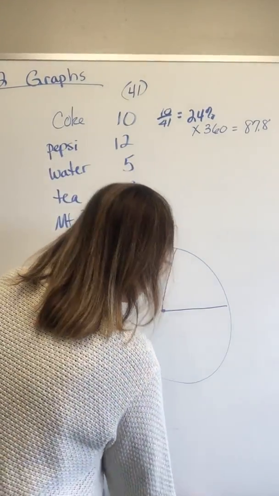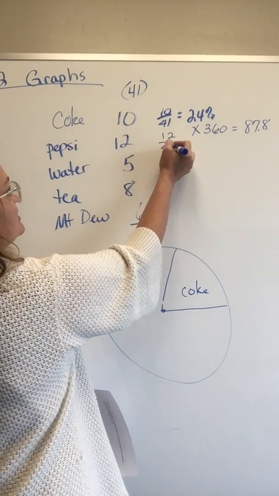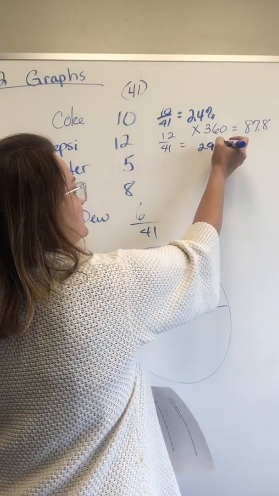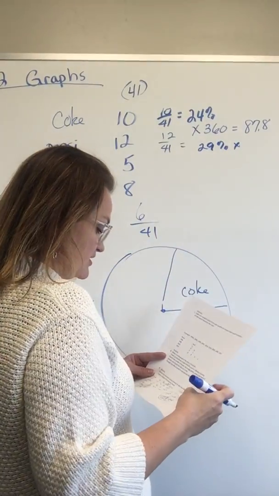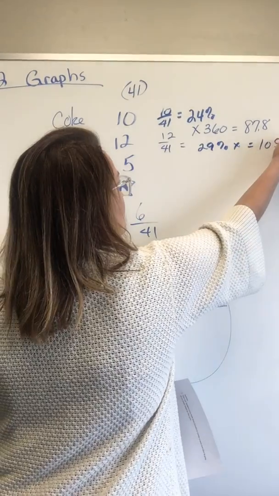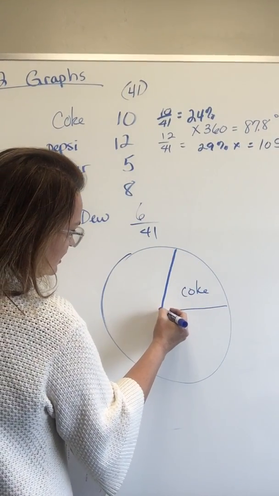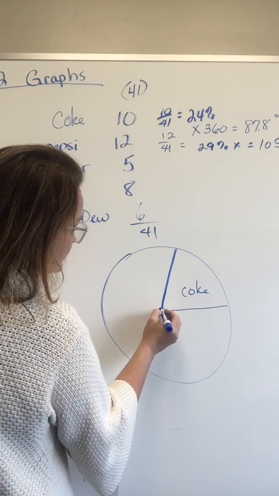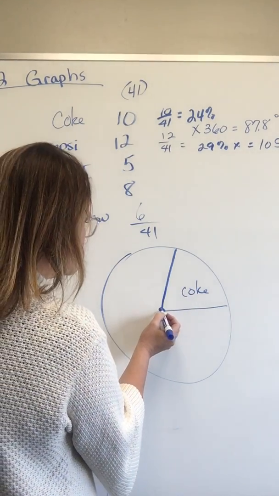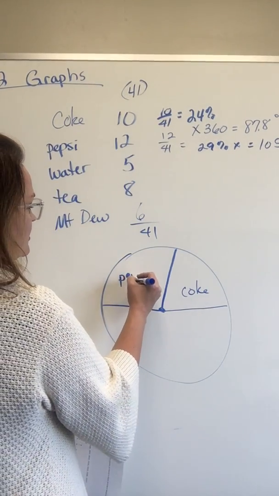Okay, so I'm going to say that's how many drink Coke. And then you could do the same thing for Pepsi. 12 divided by 41, that came out to be 29%. And then times that by 360, and that should be 105 degrees. So then I would work off of my edge here and put my protractor on that and line it up and then aim for 101 degrees, which is a little more than a right angle. I'm going to estimate it in there and say Pepsi.